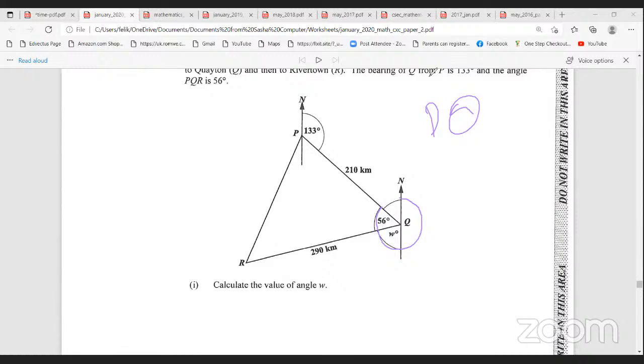Yes, Miss. I remember you saying that bearing is measured from the north line clockwise. Clockwise, right, beautiful. Earlier we calculated the value of angle W, right, Miss? And we identified where our angle is going to be a while ago, which is on the outside.